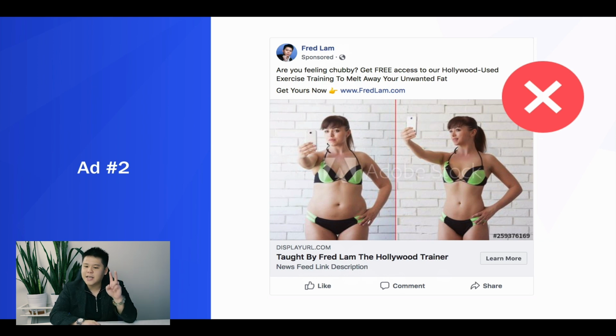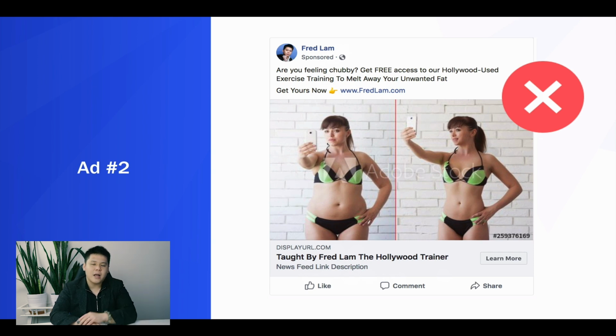Now, the second is not that obvious, which is, are you feeling chubby? There is a specific policy inside Facebook that you cannot explicitly create an ad that speaks to the audience. So you can't say, are you feeling chubby? Making the person on the other side of the screen think that you are talking to them. That is not allowed when it comes to advertising on Facebook. Another example would be, are you happy? Are you lonely? All those are not allowed.